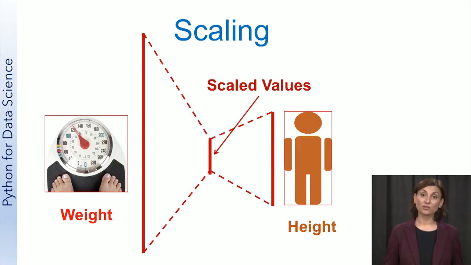Scaling involves changing range of values to be between a specified range, such as from 0 to 1. This is done to avoid having certain features with large values from dominating the results. For example, in analyzing data with height and weight, the magnitude of the weight values is much greater than the magnitude of the height values. So, scaling all values to be between 0 and 1 will equalize contributions from both height and weight features.